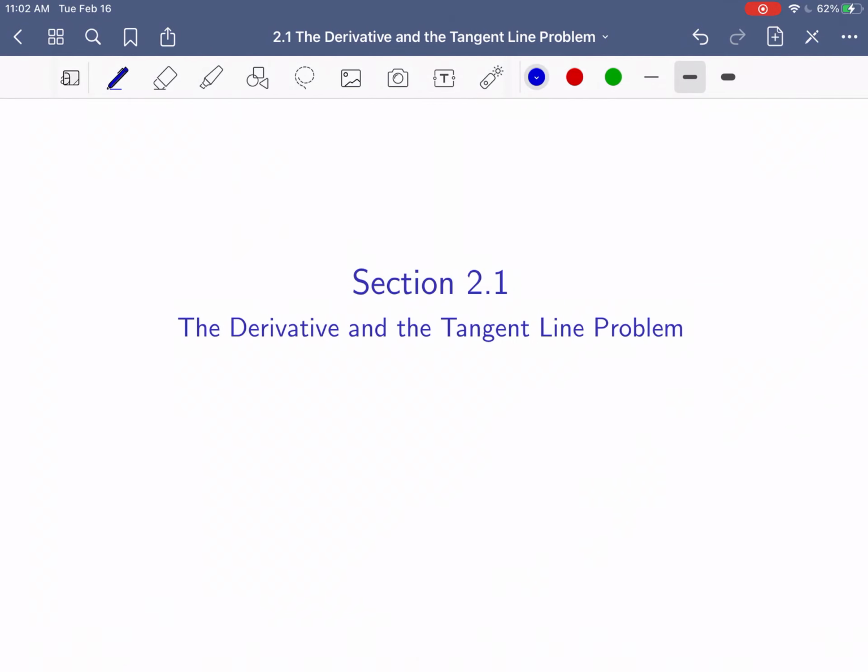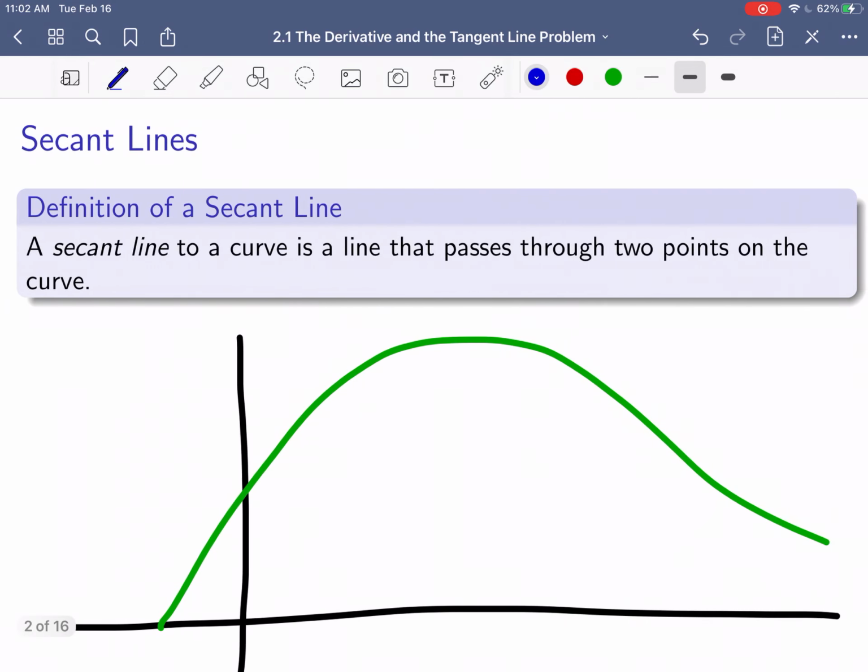In this video, we're going to take a look at the derivative and the tangent line problem. In particular, we're going to take a look at lines. We're going to look back at some algebra and look at secant lines. So as we look at a secant line to a curve, this is simply a line that passes through 2 points on that curve.